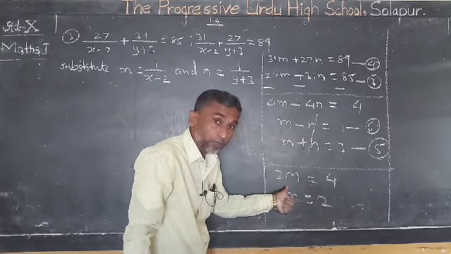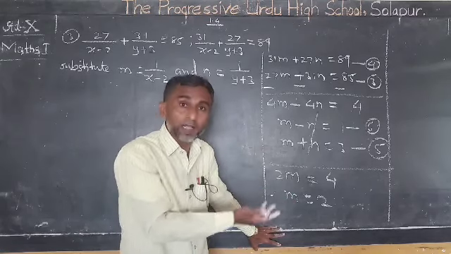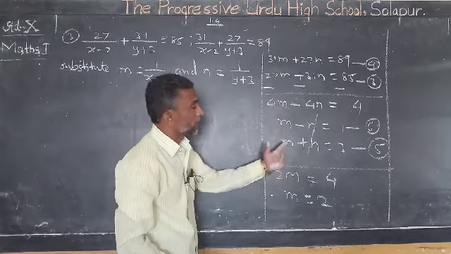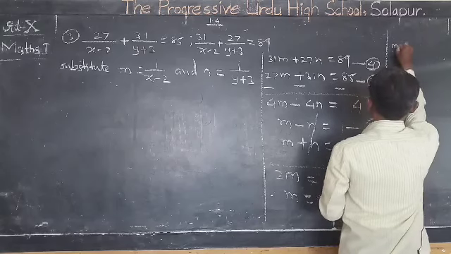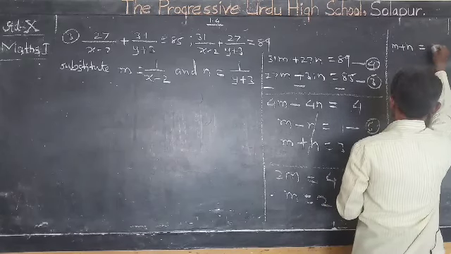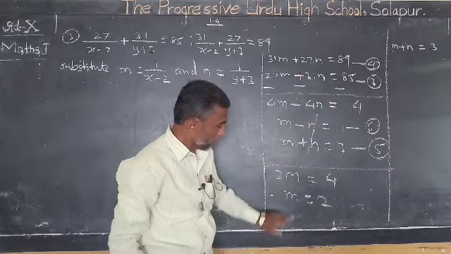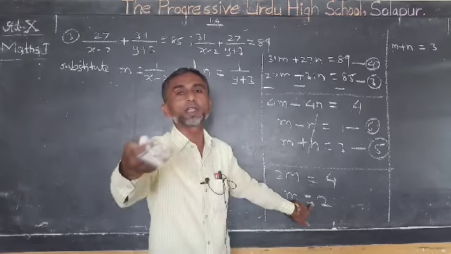We have found the value of the first variable m, but we have to find the value of n also. So now put this value of m in any one equation. m plus n is equal to 3. This is equation number 5. If you put the value of m is equal to 2 in that equation, you will get the value of n.